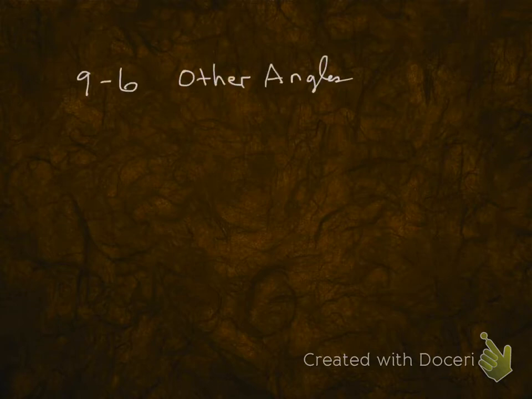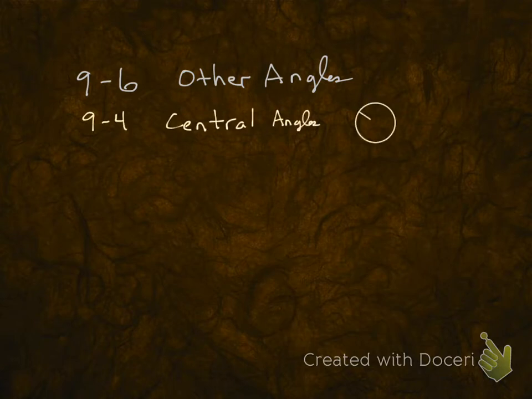All right, there are two more things about angles and circles that we need to learn. We'll do that here in section 9.6. It's called other angles. In section 9.4, we learned about central angles. These are angles where the vertex is at the center of the circle, and the measure of the arc is equal to the measure of the central angle.